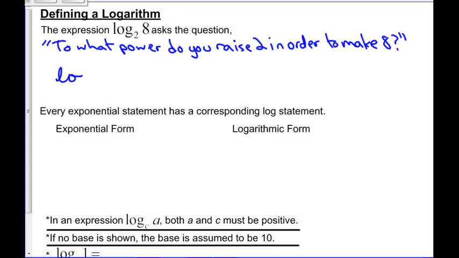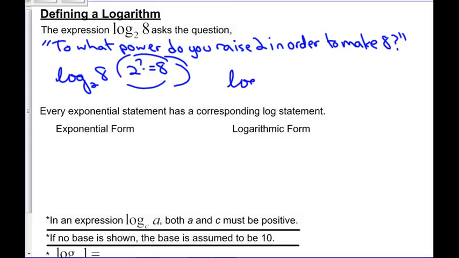Or alternately, you could do this kind of graphically. When I see log base 2 of 8, it's thinking, this is our daydreamy mode, 2 to the power of what gives me 8? Oh, we can think that through pretty easily. 2 to the power of 3 gives you 8. So the value of log base 2 of 8 is 3. It's the missing exponent.